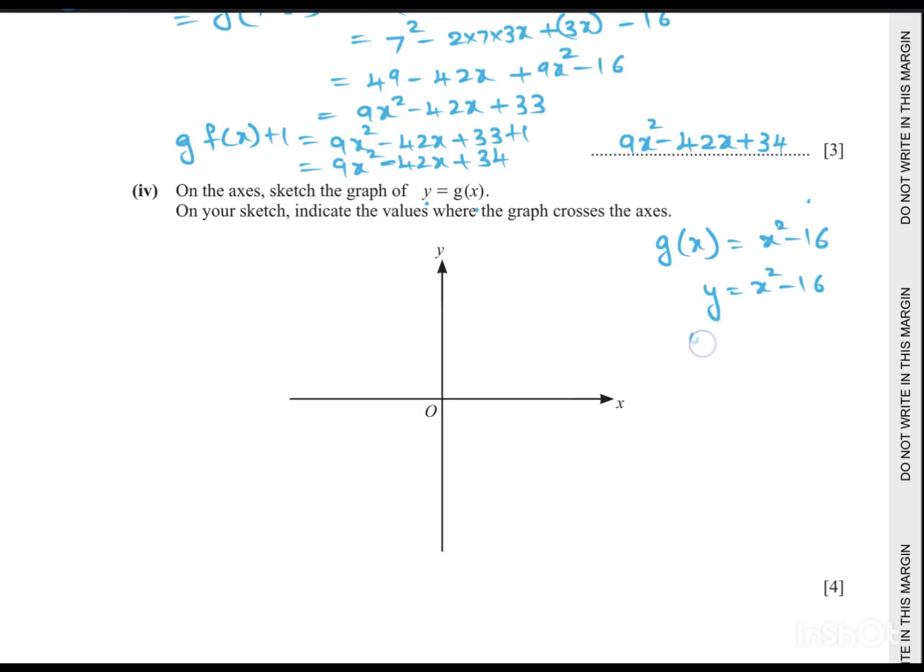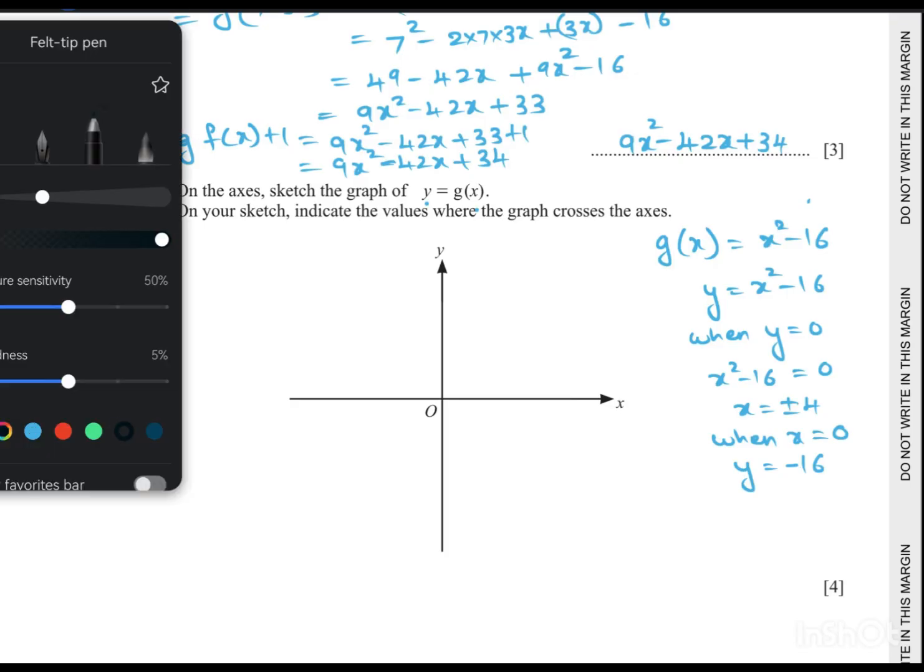Now when y is equal to 0, x square minus 16 is 0, x will be plus or minus 4 because x square is equal to 16 and x will be root of 16, that is plus or minus 4. Then when x is equal to 0, y is equal to minus 16 because 0 square minus 16 is minus 16. Now we'll indicate the values here. You have to show minus 16 on the y-axis.